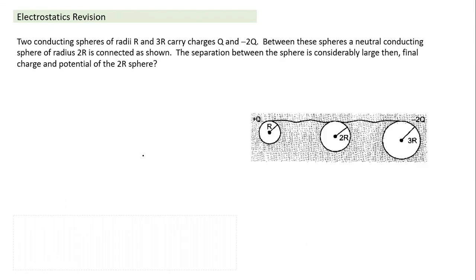These are simpler questions. Two conducting spheres of radius r and 3r, with charges plus q and minus 2q. Initially, they are placed at a large distance, and if you connect them by a conducting wire, charge flow will take place. Can we calculate the final charge and potential of all spheres? Can we calculate the final charge distribution? How would you calculate the final charge distribution?